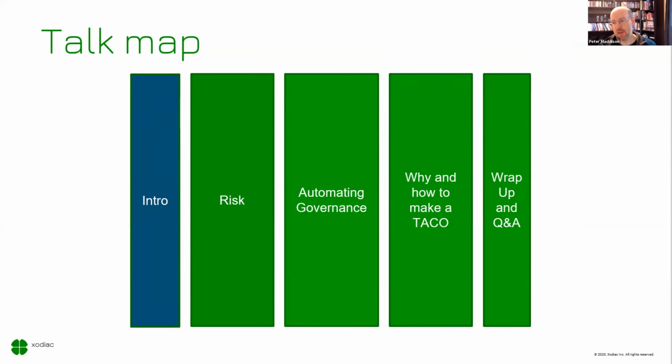Now, I like to break my talks out into these ideas of a talk map that we go through, starting with an introduction, and we'll then talk a little bit about what's going on in the world, what's causing some of the changes that we see. It'll talk something about risk and the things that we do to try and control that. Then we'll get into talking about automating governance, some of the things that we can do in order to be able to automate governance into the way that we do delivery. And then we'll spend some time talking about the model, the TACO model, and how you can use that to help create some alignment in your organization. And then we'll wrap up with some Q&A.